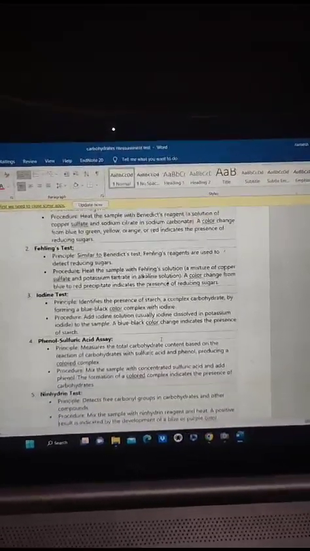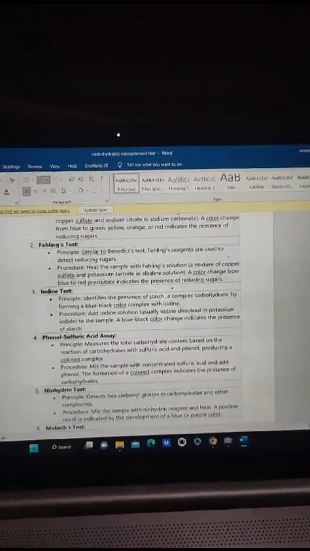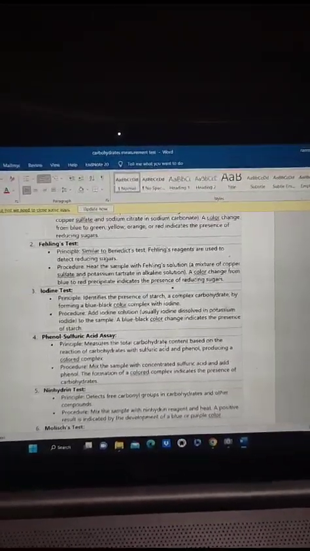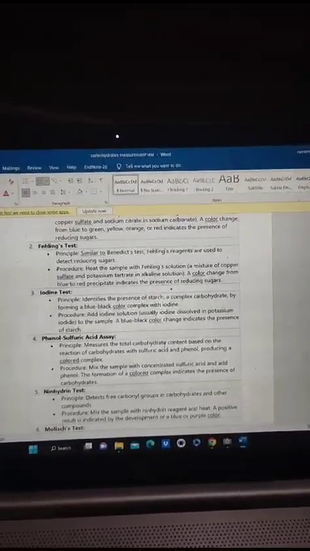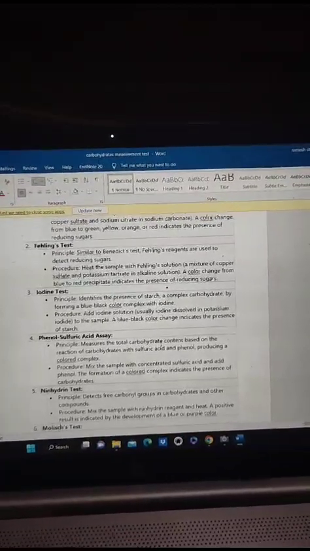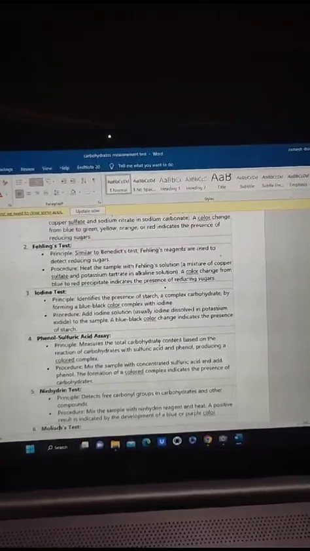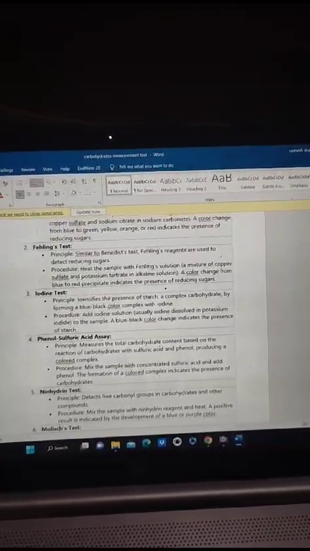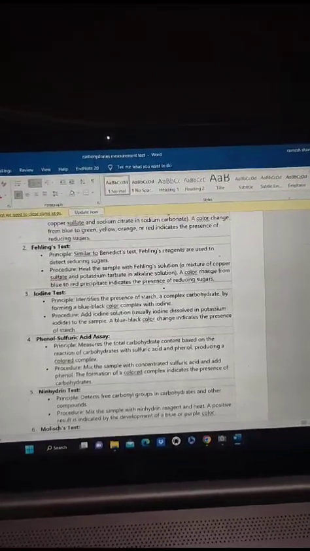Third method is the iodine test, which identifies the presence of starch, which is a complex carbohydrate, forming a blue black color complex with the iodine. Here the process involves the iodine solution, usually iodine which is dissolved in potassium iodide, added to the sample, and a blue black color change indicates the presence of the starch.